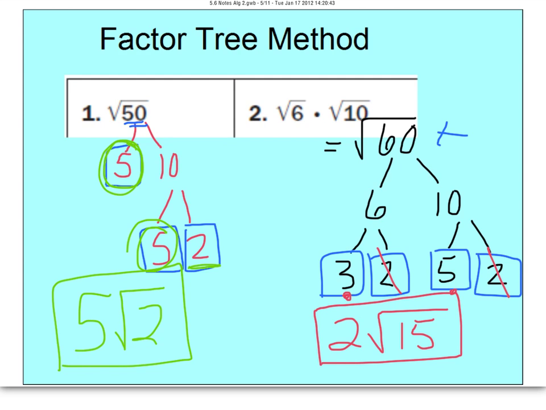The factor tree method is actually a quite handy way to simplify radicals if you're really struggling and trying to find nice perfect squares. Especially with something like 60, people can't always see it. Just do a factor tree and it will actually tell you the answer.